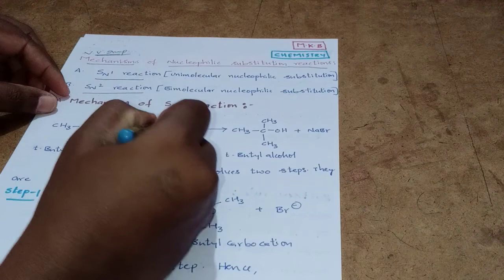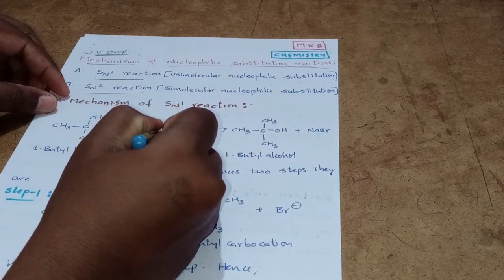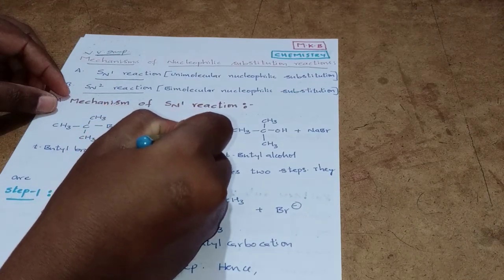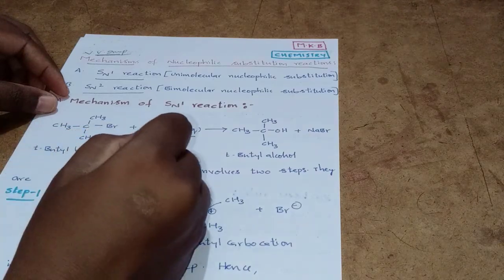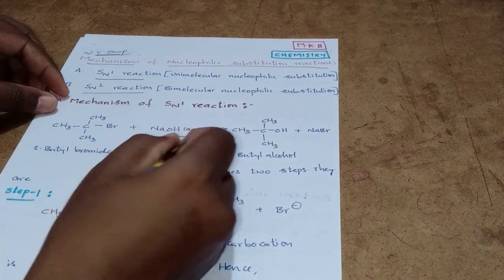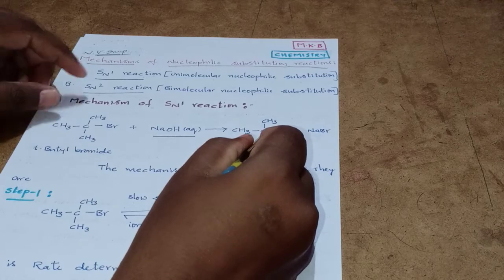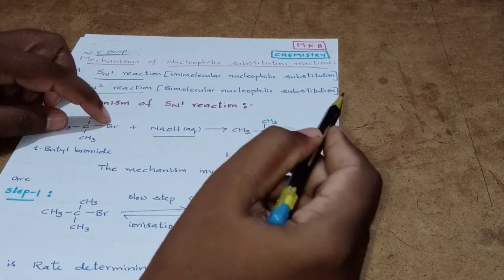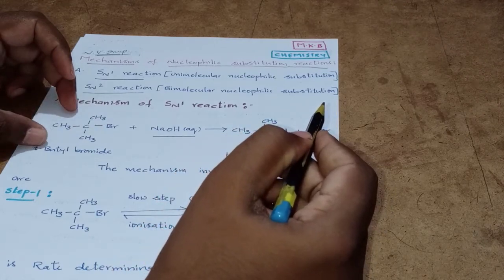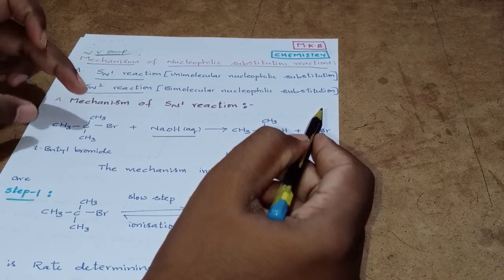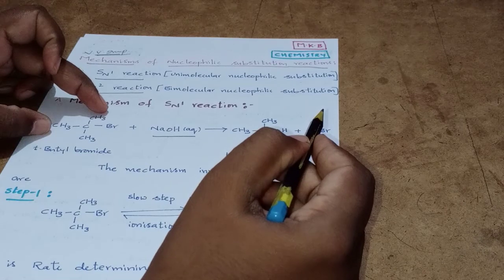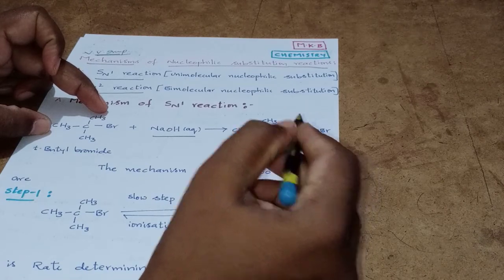Let us take a simple example of nucleophilic substitution, that is, reaction with aqueous base. We know that when alkyl halide is treated with an aqueous base, we'll get alcohol. In place of halogen, we'll have OH. But the difference between SN1 and SN2 is the type of alkyl halide which reacts with aqueous base.